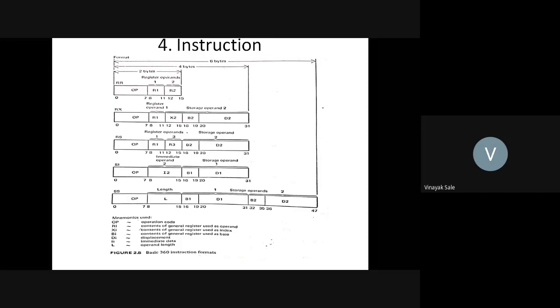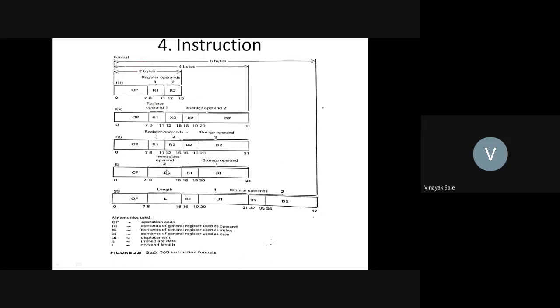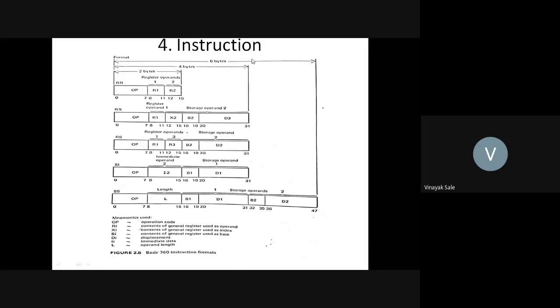Then the stack index register, there are again 2 types, that is immediate operand and a storage operand. Then we have seen 6 byte instructions, that is a storage to storage register operation.